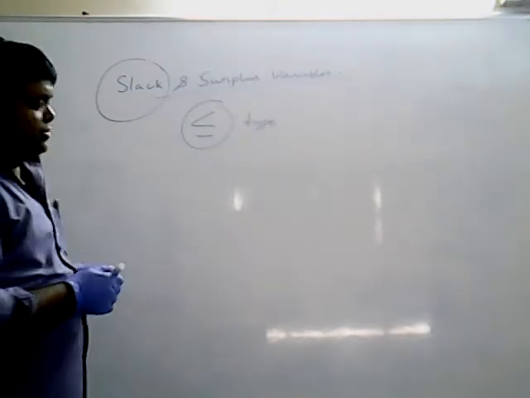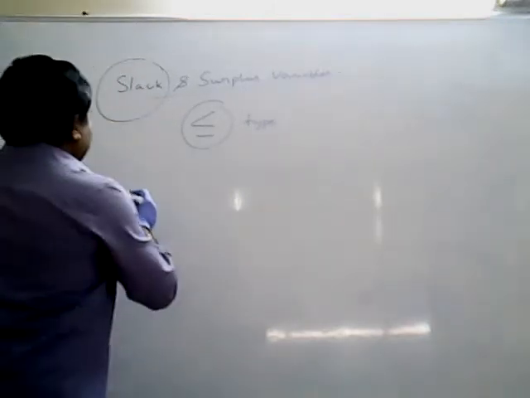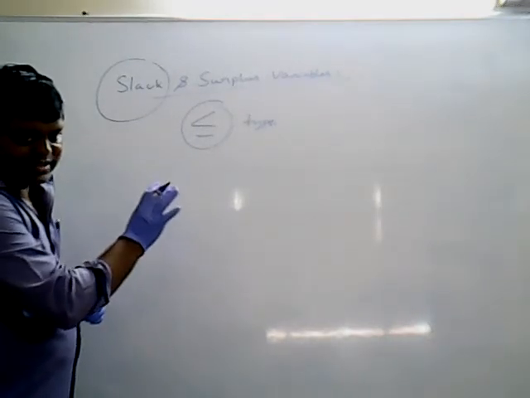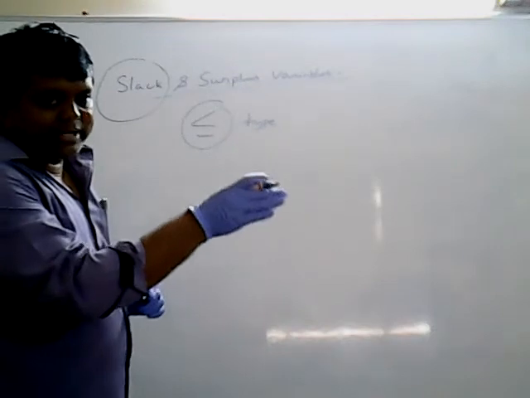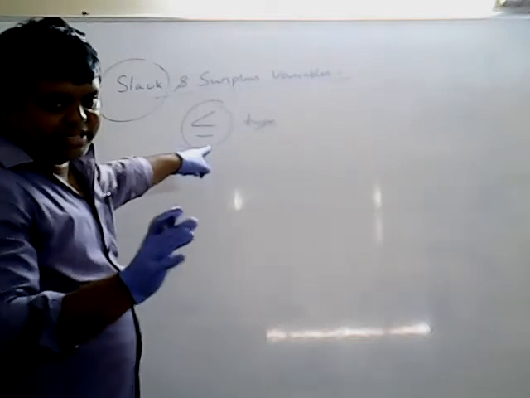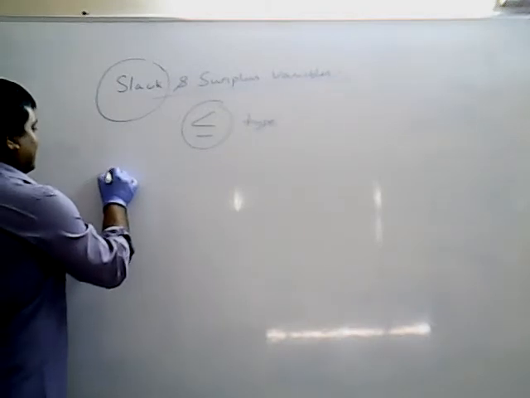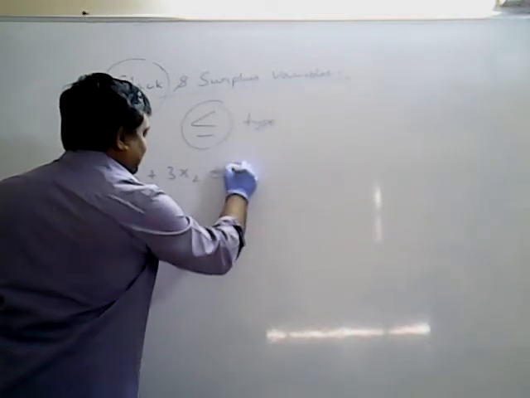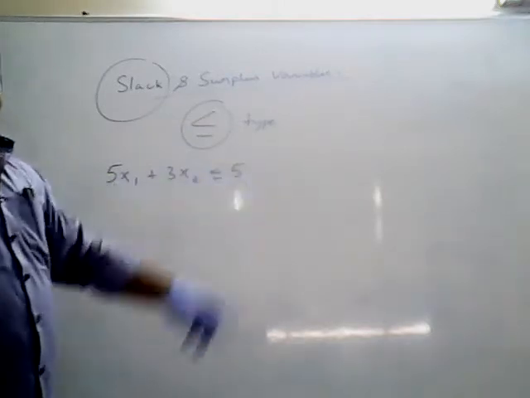So write an example. First listen to the example, I will explain with an example, then you can understand better. Suppose a constraint, I am not taking the entire LPP, just one constraint. You know the objective function is maximum type, and constraints are less than or equal type, greater than or equal type, or equal type. Slack variables are used only for less than or equal type constraints, so I am taking only one such constraint: 5x1 plus 3x2 less than or equal to 5.